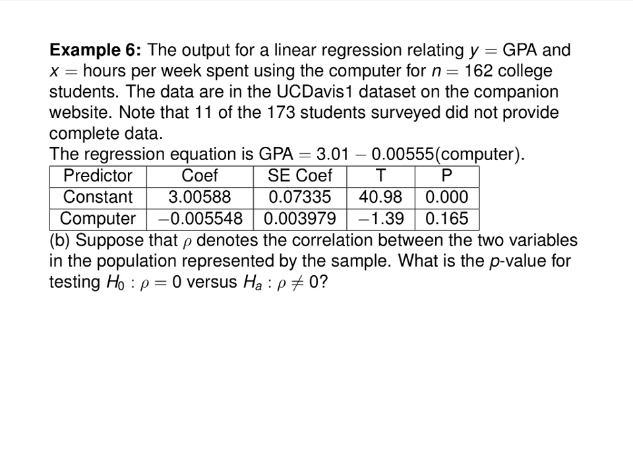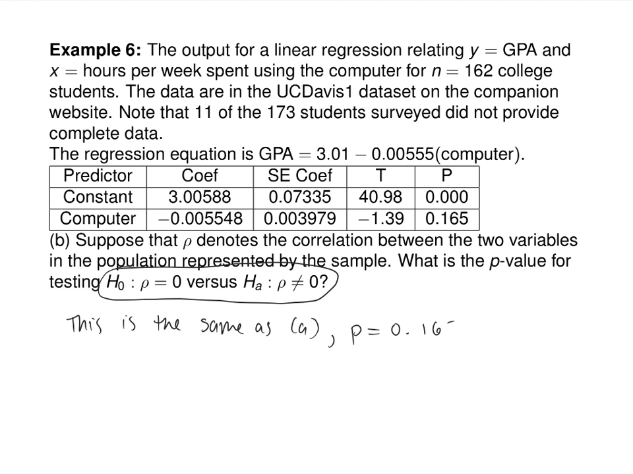And suppose that rho denotes the correlation between the two variables, and this is testing whether or not there is no correlation or there is a correlation. That's the same as testing if there is a relationship. So it's the exact same test as part A. So this is the same as part A. The P would have been 0.165.